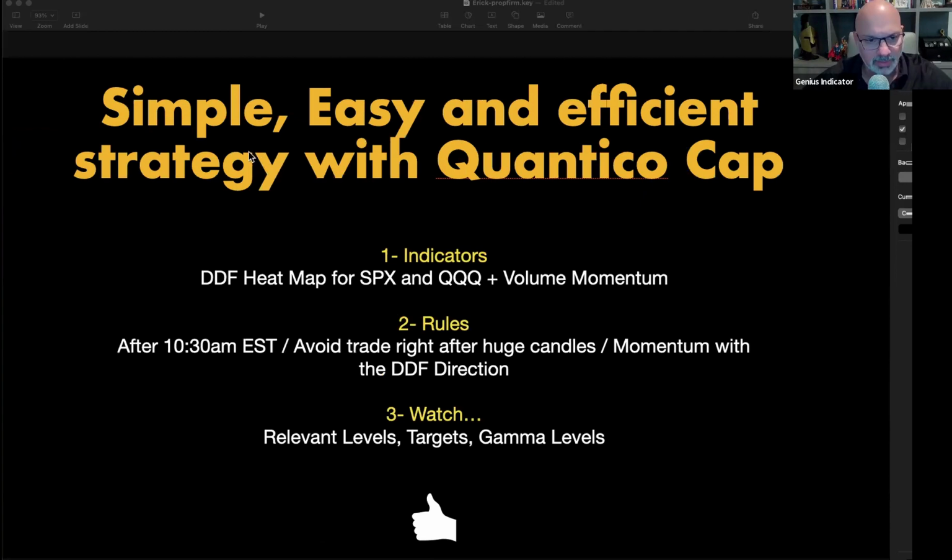All right, so this is a simple, easy, and efficient strategy with Quanticocap. The indicators that we are going to use are the BDF heat map for SPX and triple Q plus volume and momentum. Those indicators only, right?